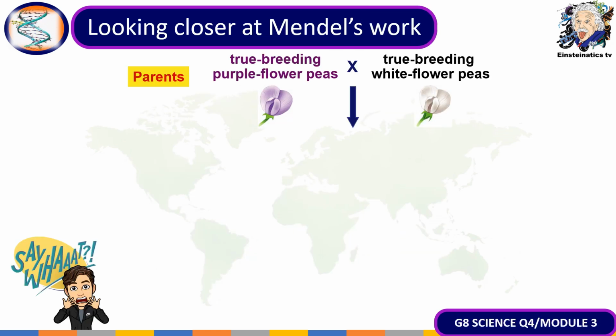So ano nga ba yung ginawa ni Mendel during his experiment? So of course, kumuha muna siya ng mga true breeding plants.